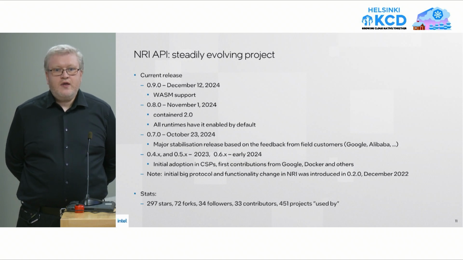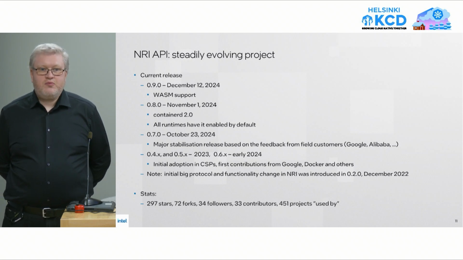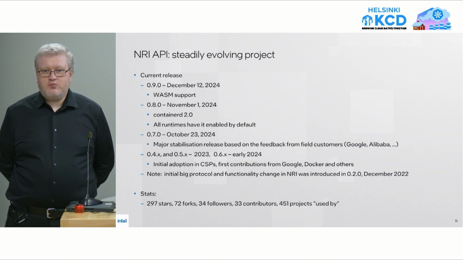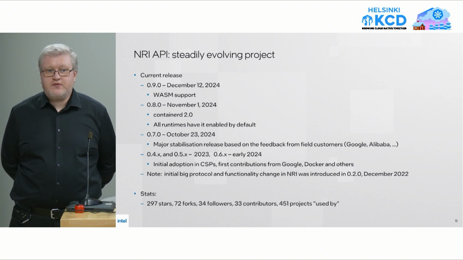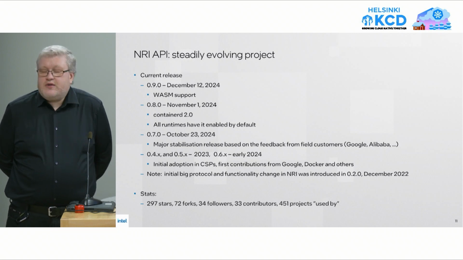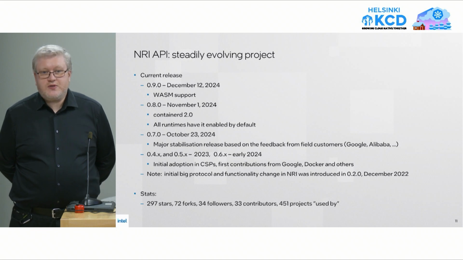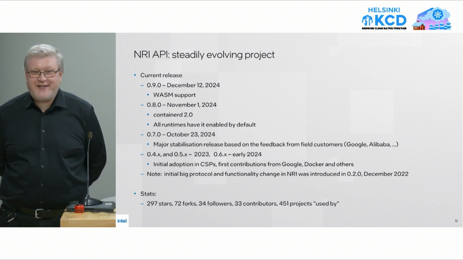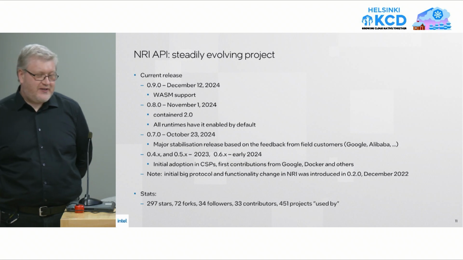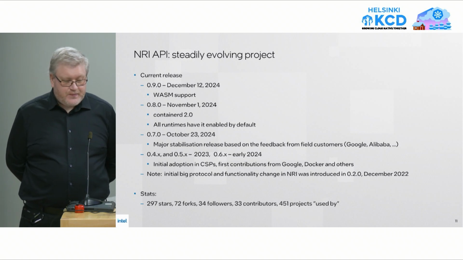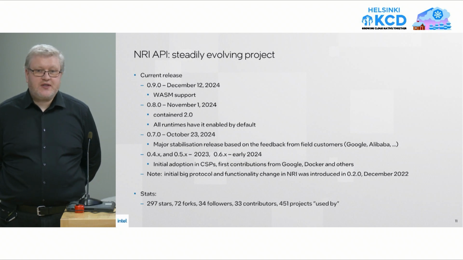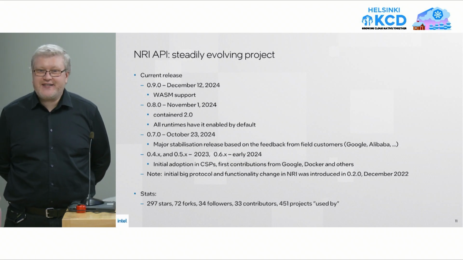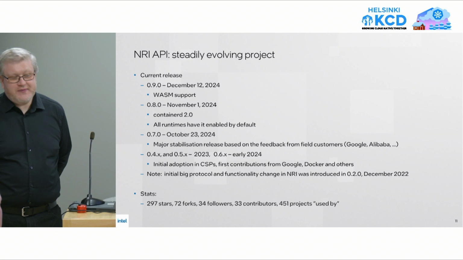NRI API. We got it into the shape where it can be enabled by default in both of the common runtimes. So containerd 2.0 is shipping it default enabled. Same with CRI-O, a bit earlier than that. People are contributing, so we have almost 70 forks of the repository. Half of them actually contributed something back, which I think is quite a good sign. We have new feature requests coming. Luckily, fewer bugs coming, but we are working on it.